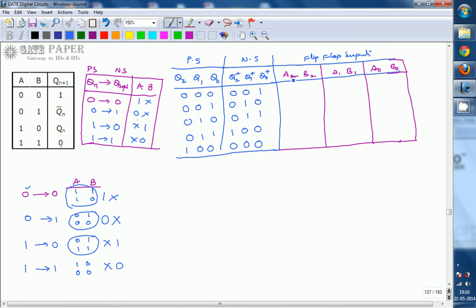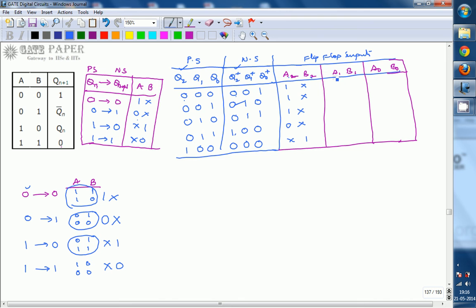By using this you can directly fill the table. If you want to write it for A2 B2, you must only check Q2 and Q2 plus, because A2 B2 are the inputs of the Q2 flip flop. So you must check the present state of Q2 and the next state of Q2, only the Q2 and Q2 plus columns. From that you can see the transitions: 0 0 is 1x, 0 0 is 1x, 0 0 is 1x, 0 1 is 0x, 1 0 is x1. So this is what you write for A2 B2.